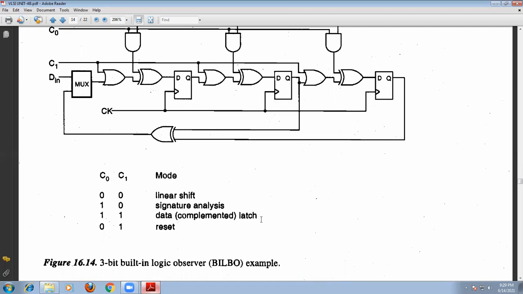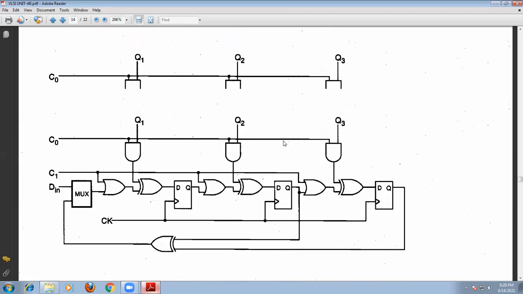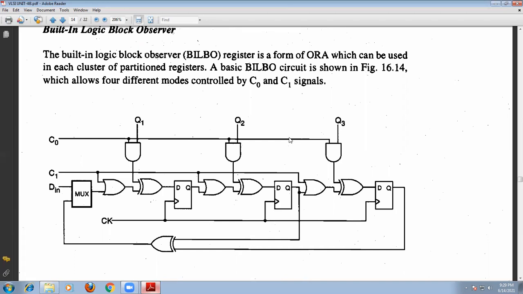When 0 and 1 are applied, it behaves like a reset. So these are the main points of the 3-bit built-in logic block observer circuit. This is the output response analyzer used as a built-in logic block observer.